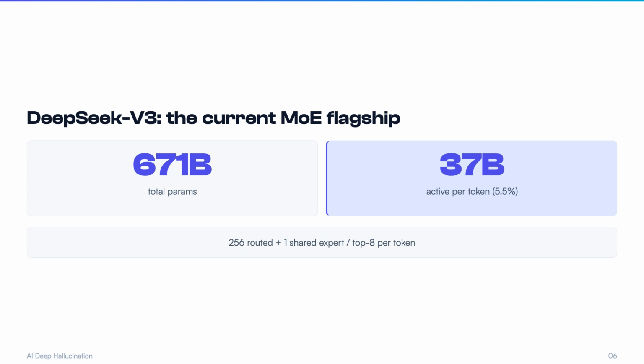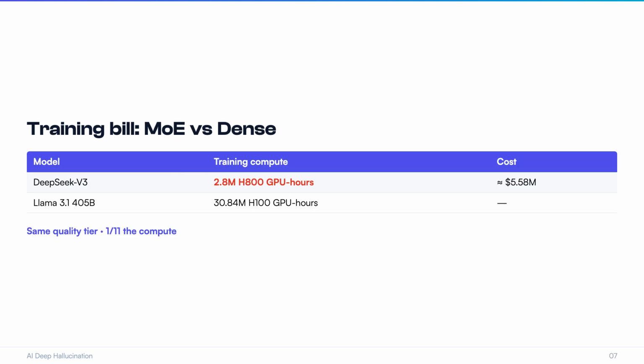DeepSeek v3 has 671 billion total params but only activates 37 billion per token. 37 divided by 671 is about 5.5% of the compute, hitting roughly the same level as a same-size dense. Training bill must be way worse than Llama 3.1 405B, right? 11 times cheaper. DeepSeek v3 only used 2.8 million H800 GPU hours, costing about $5.5 million. Same quality tier, 1/11th the compute.